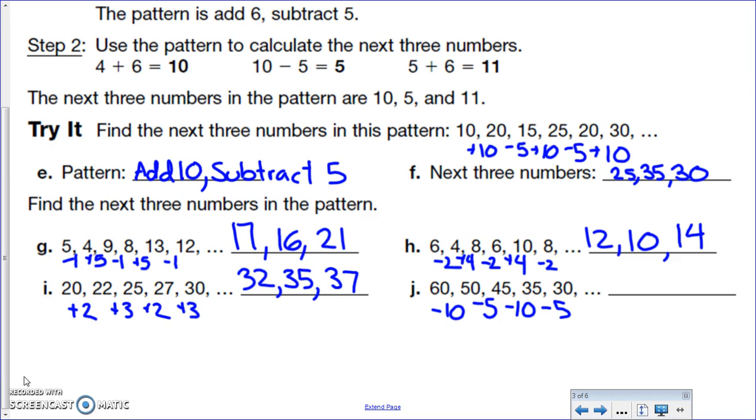So we're going to keep going here. 30 minus 10 is 20. 20 minus 5 is 15. And 15 minus 10 is 5.